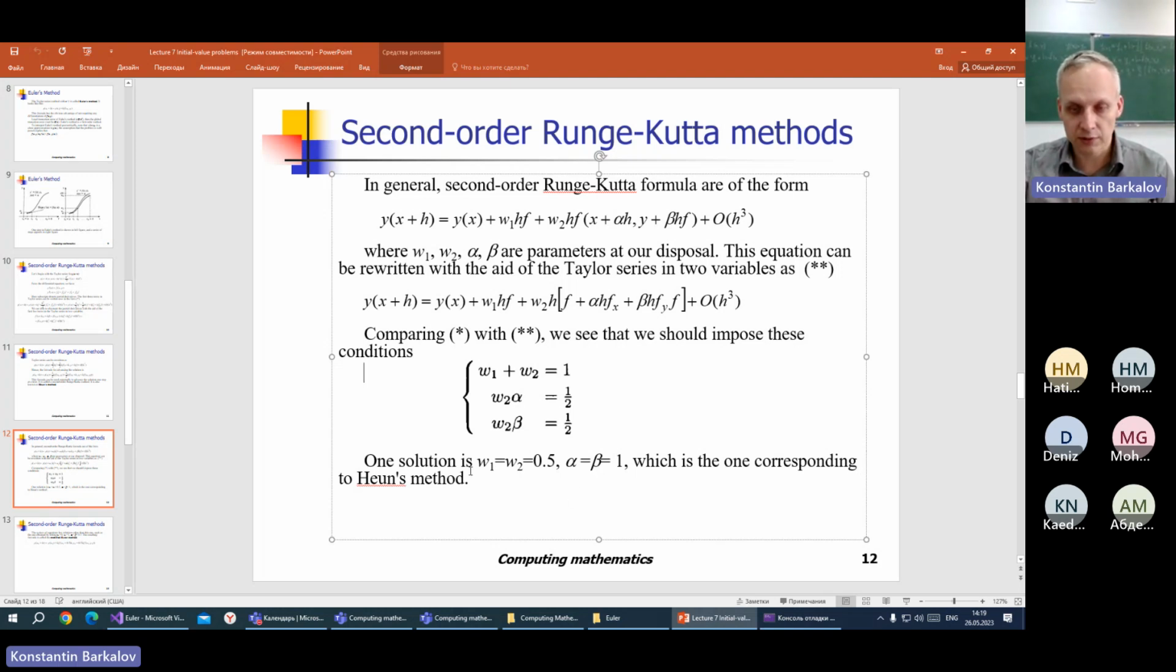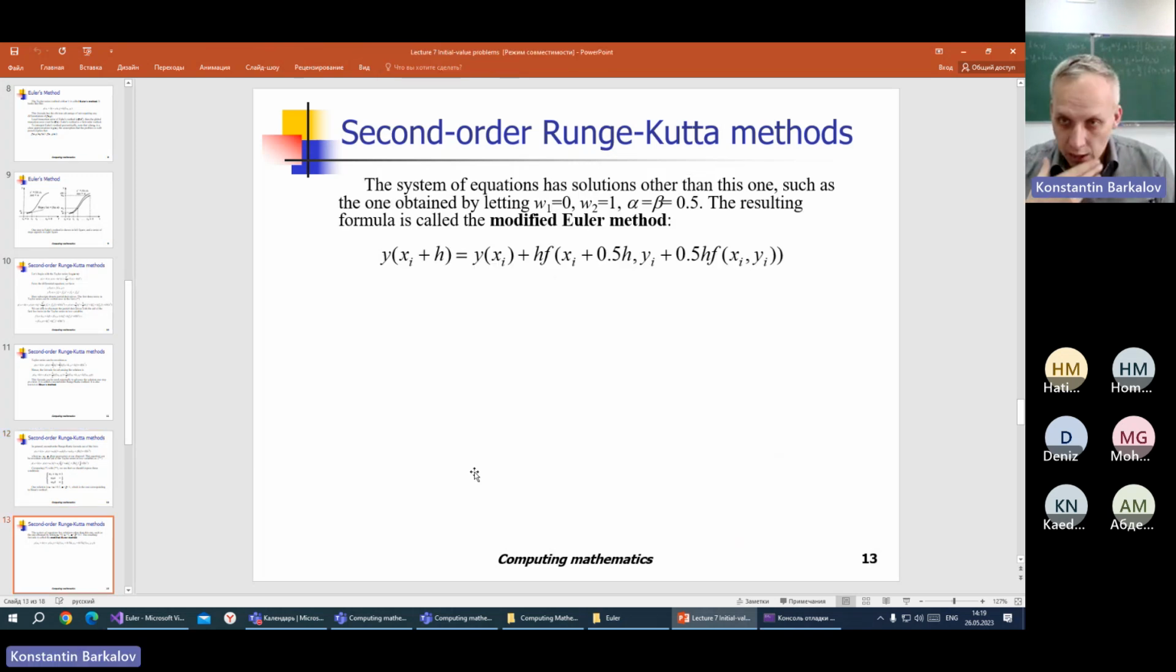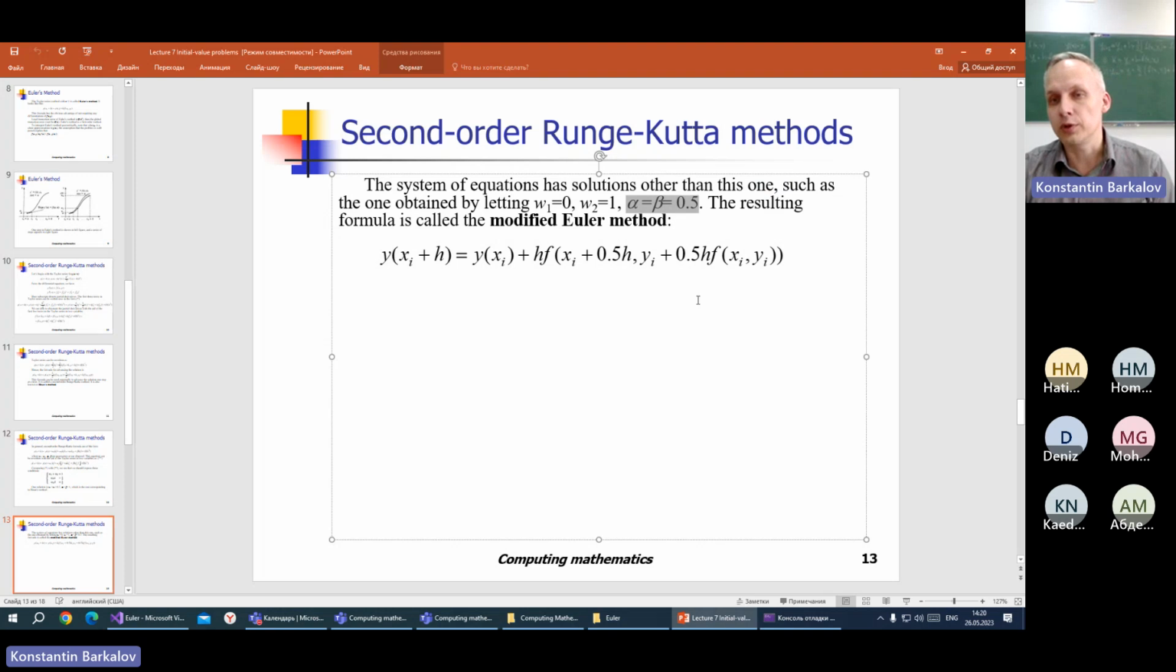This is one of the solutions. And the second solution that is very good from the computational point of view is as follows. W1 equals 0, W2 equals 1, alpha and beta equal 0.5. The resultant method is called modified Euler's method. The formula is presented here.